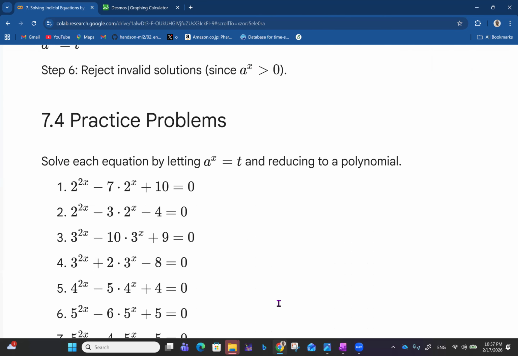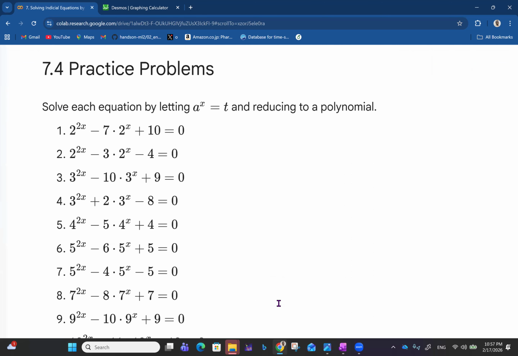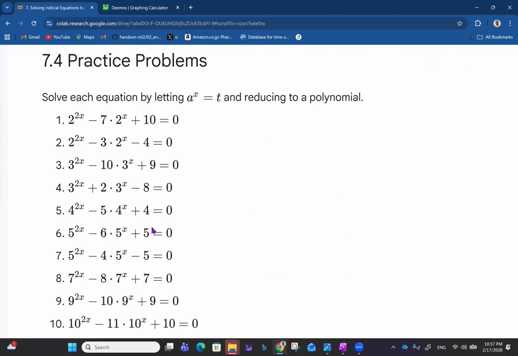So I think I should take one or two questions here before we round off. From the practice problems, let's see the first 10. Solve each equation by letting a raised power x be equal to t and reducing to a polynomial. Which one should I take now? In this case, you don't have to worry about reducing it to the same base. As far as the base is consistent, I'm reducing to a prime number base. That's what I meant to say.